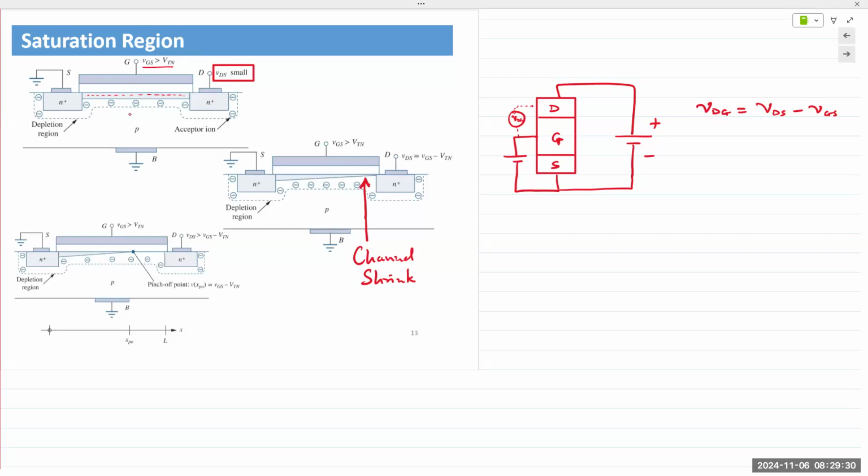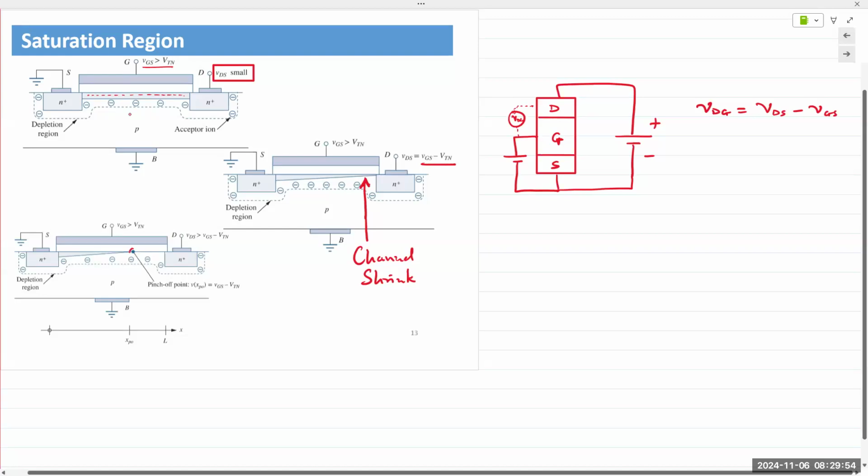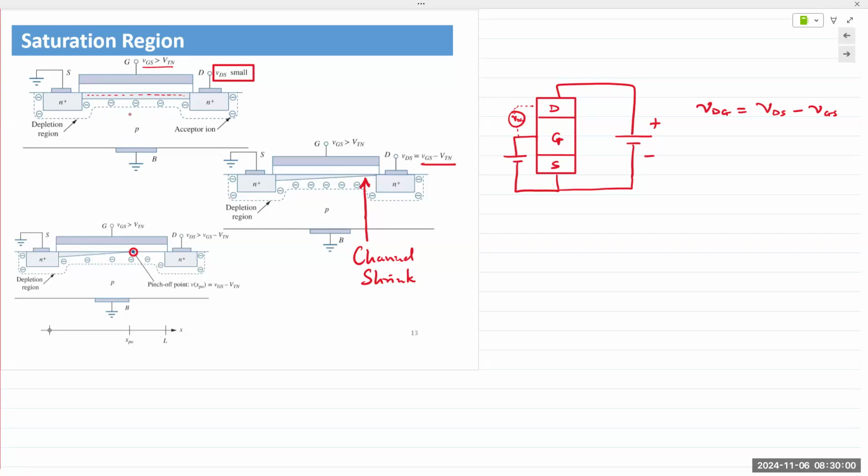When VDS equals VGS minus VTN, the threshold voltage, the channel is almost about to pinch off. When VDS increases to a level that is greater than the difference between VGS and VTN, pinch off occurs right there. The pinch off point depends on the fabrication process, the applied gate voltage, and the threshold voltage. The threshold voltage itself, of course, depends on the fabrication process.